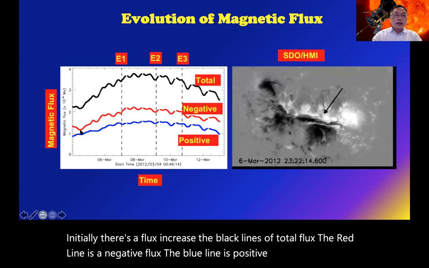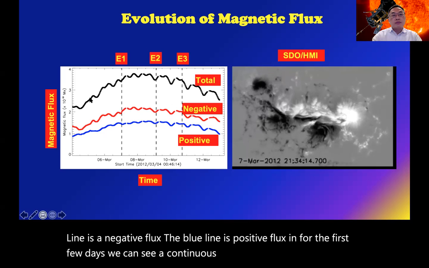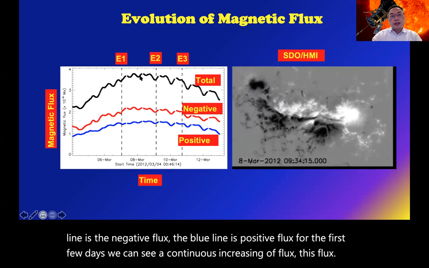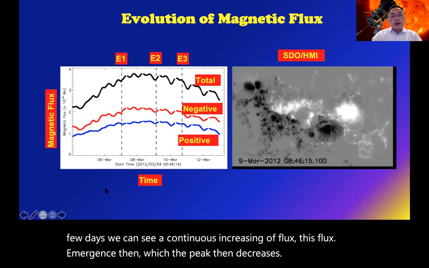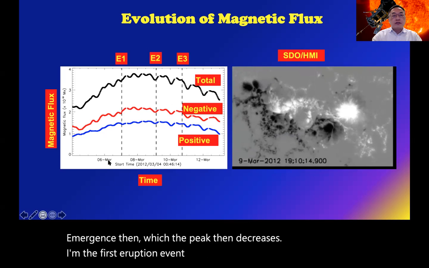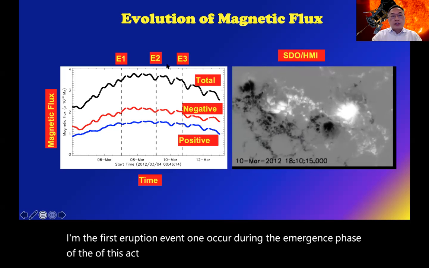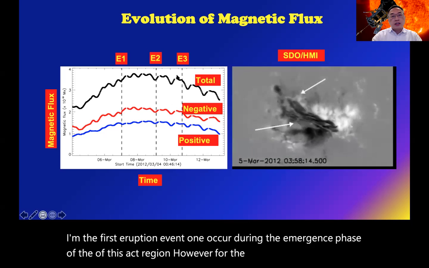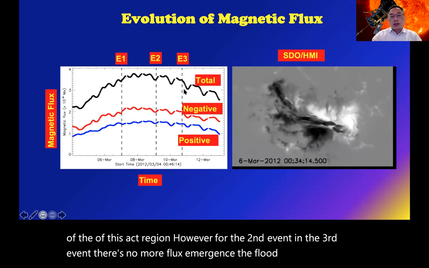Initially there's a flux increase. For the first few days, we can see a continuous increase of flux, this flux emergence, then it reaches the peak, then decreases. The first eruption, event 1, occurred during the emergence phase of this active region. However, for the second and third events, there's no more flux emergence. The flux starts to decrease continuously.